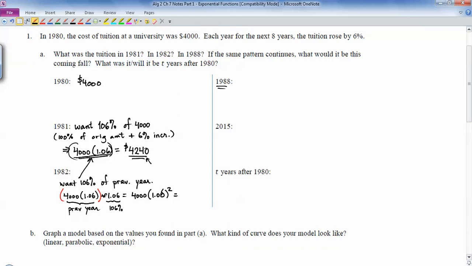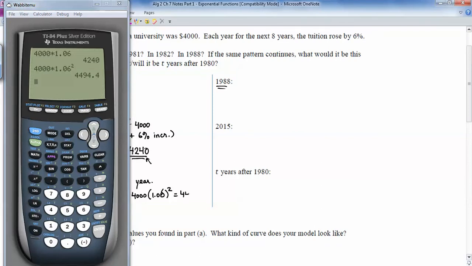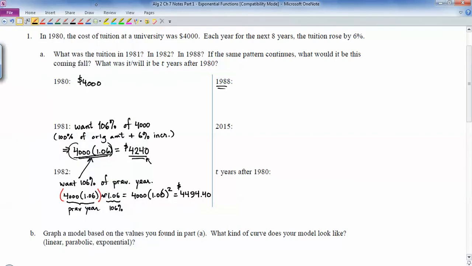And then if you plug that into your calculator, 4,000 times 1.06 squared equals 4494.40, because it's dollars and cents. Okay. Well, I'll just toss it in right here.